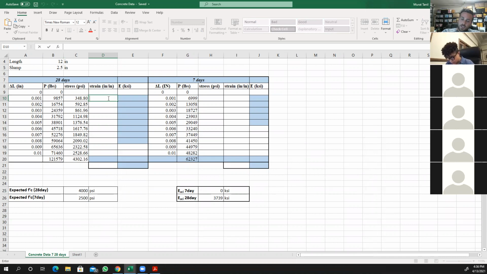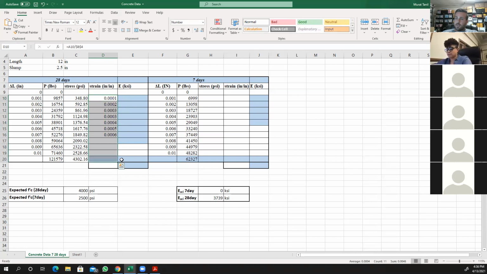Okay, strain calculations. Let's go with the first one. The deformation is 0.01 inches and the length is 12 inch. This is the gauge length. Doing the same procedure, calculate the first one.